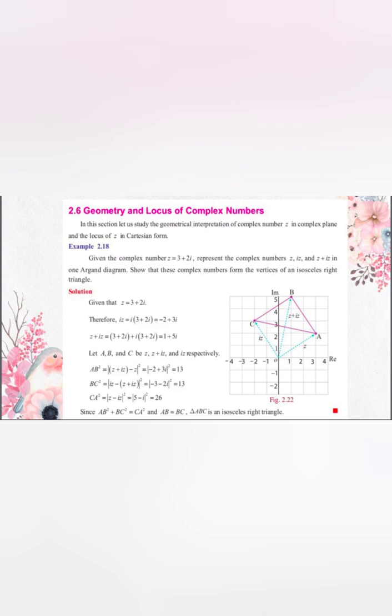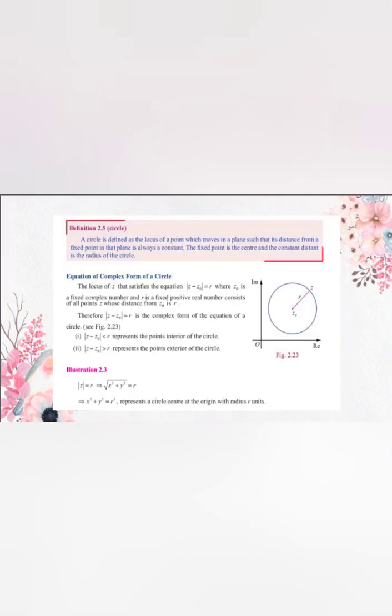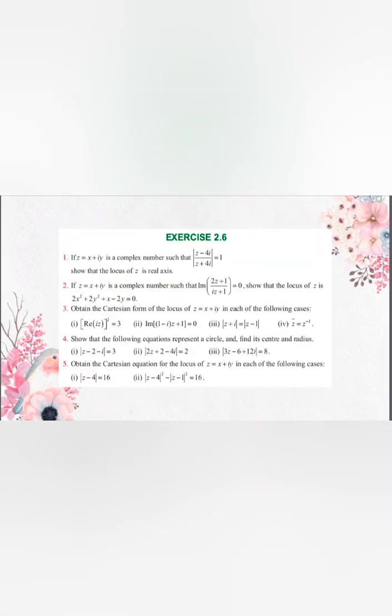Now we will see the definition of a circle. A circle is defined as the locus of a point which moves in a plane such that its distance from a fixed point is always a constant. The fixed point we call the center, and the constant distance is nothing but the radius. The equation of the complex form of a circle is modulus of z minus z0 is equal to r. If it is less than r, the points are interior to the circle, and if it is greater than r, the points are exterior of the circle. And we will see certain example sums and also this exercise 2.6.